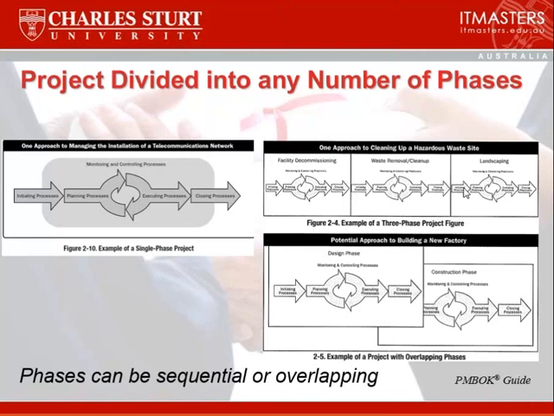Here we've got a 3-phase project, which is to do with the hazardous cleanup. You have facility decommissioning, waste removal, cleanup, and landscaping. For each of those phases, you go through the whole cycle of project management process groups, and all the processes need to be applied to each phase. Here you've got overlapping. So you've got building a new factory where your design phase is still going ahead while you're doing some of the construction work. So these are 2 phases, but this is the project management work that goes on, and these are all the project management process groups.